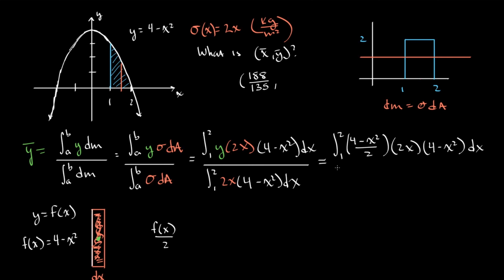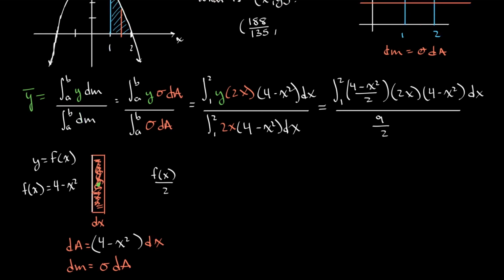And then we're going to divide by, and we already calculated this in the last video, this is the mass. We found that to be 9 halves. So we already found that in the last video. So now all we need to do is figure out this top integral here. So pause the video, try to evaluate it, and let's do this.